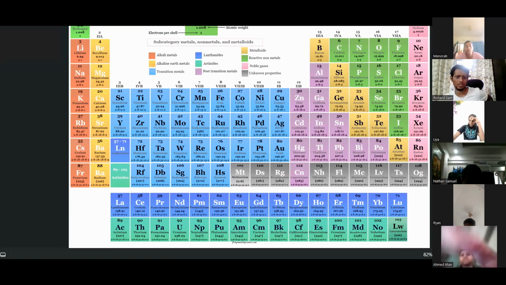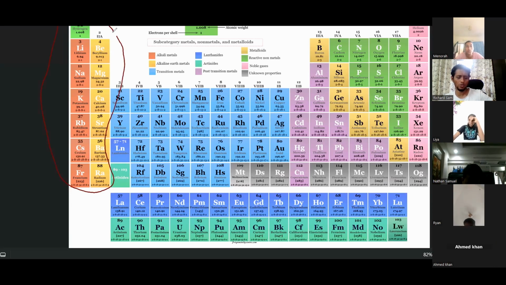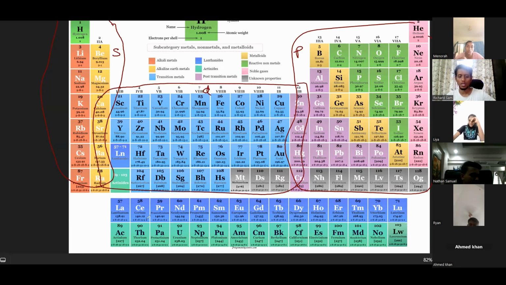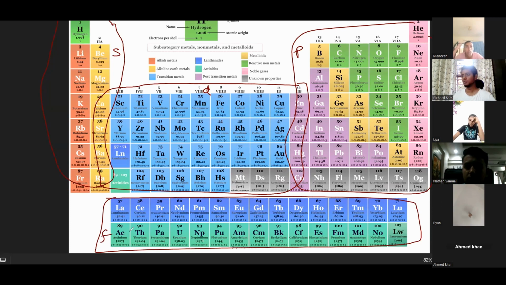I hope you remember. Let me just remind you. These first two groups were called the S block. You remember? SPDF. Anyone remembers SPDF? So these first groups are called the S block. Then these 6 are called the P block. And then in between, the transition elements are the D block. And then this part here is the F block. Okay, so you have S, P, D, F.